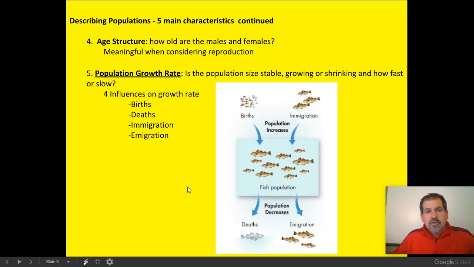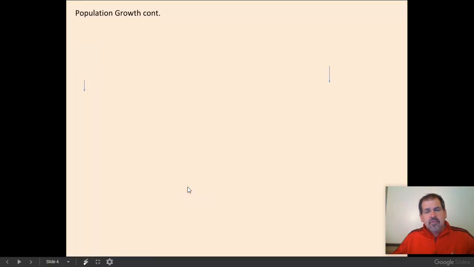All right, so 5 characteristics that we use to describe populations: geographic range, geographic density, distribution, age structure, and population growth rate. Those are the 5, and that growth rate is the biggest one. All right, so population growth rate continued. You don't have to write that down.